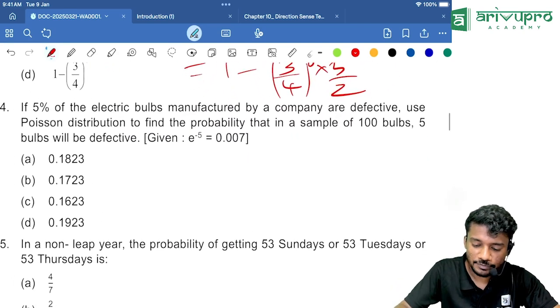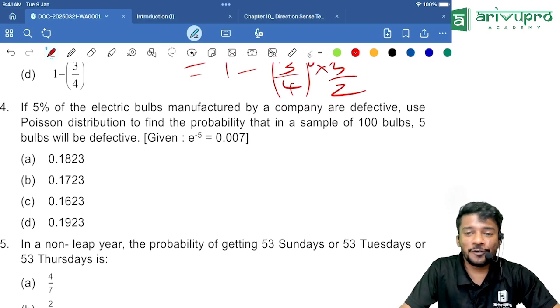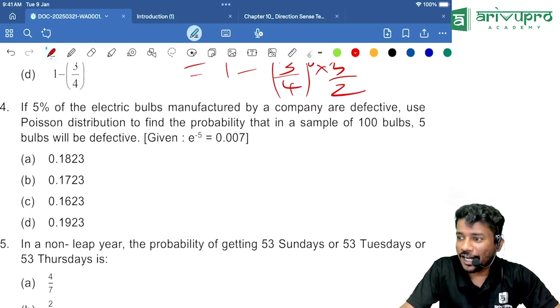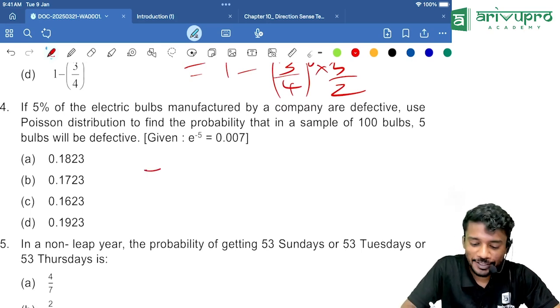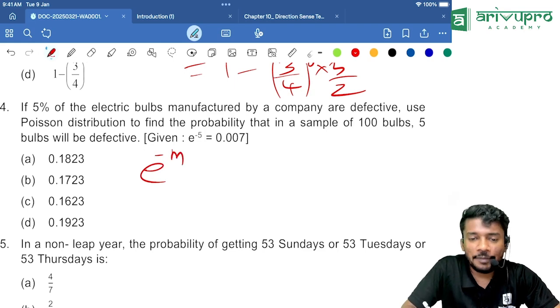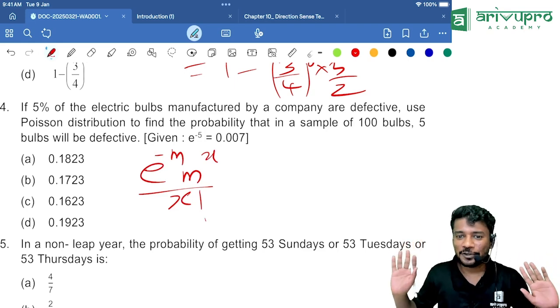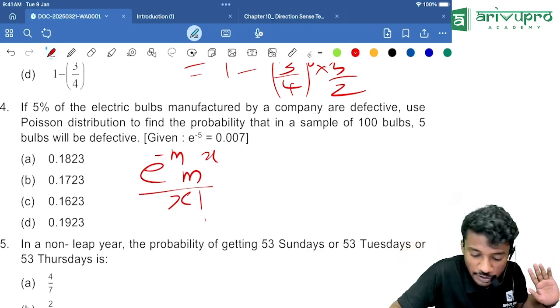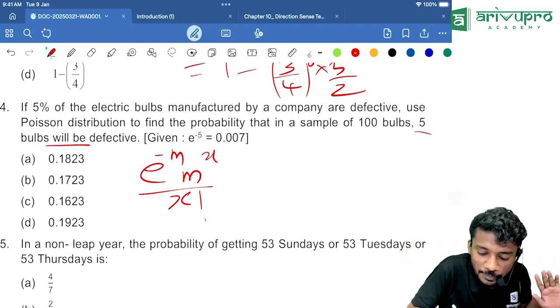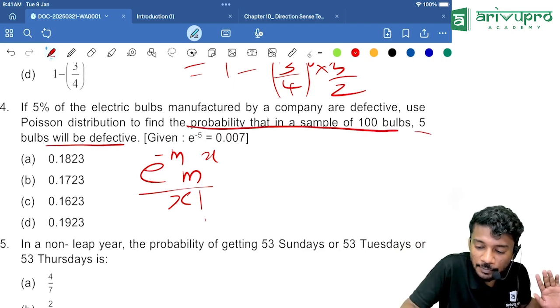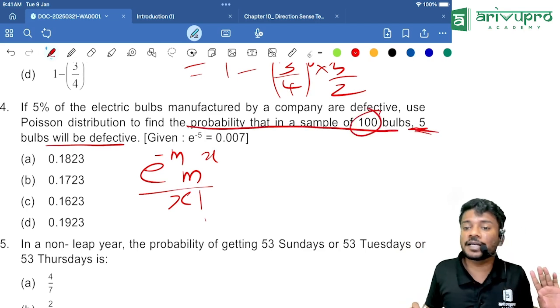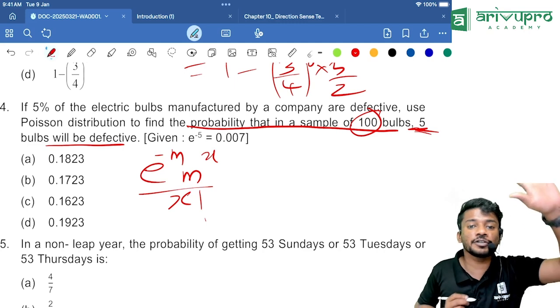Can we do the next one? Yes. It is based on what? Poisson, yes. What is the formula for Poisson? e raised to minus m, m raised to x divided by x factorial. Now read the question. Without reading the question itself, I can read the last line. 5 bulbs will be defective. Find the probability of the sample from 100. 5 will be defective. We need to find x is equal to 5.